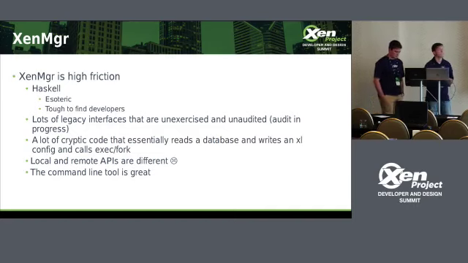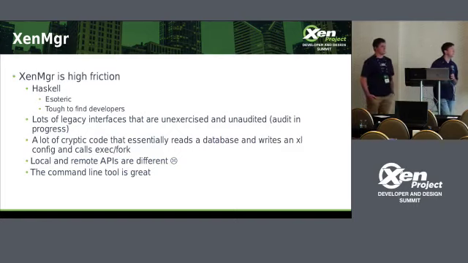If anyone's ever worked with it, it's this massive Haskell tool stack that was written in a version of Haskell that is kind of out of date, and there's no forward compatibility with it. I think it's on Haskell 6 still, and you have to do almost an entire rewrite to bring it up to Haskell 7 or whatever the latest version is. There's a lot of legacy interfaces, like I said, that are unexercised and unaudited. There's a current effort in place to audit those APIs, but there's still a lot of them that are in place that were from maybe features that never got open sourced in the transition from XenClient XT to OpenXT and some other things.